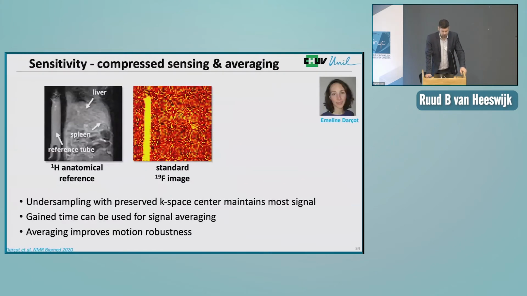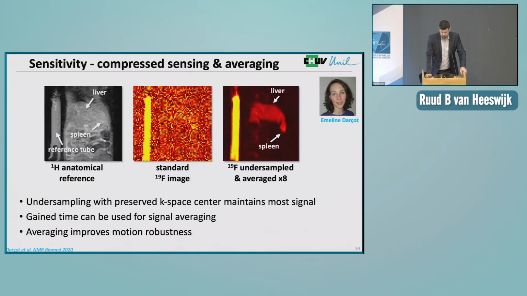So first thing we did was to increase the sensitivity. So if you have a standard image here in the middle, we worked together with Jerome and some people from Siemens, applied some funny combination of averaging and compressed sensing, so undersampling one bit and then using that time to average another bit, and this really improved our sensitivity.